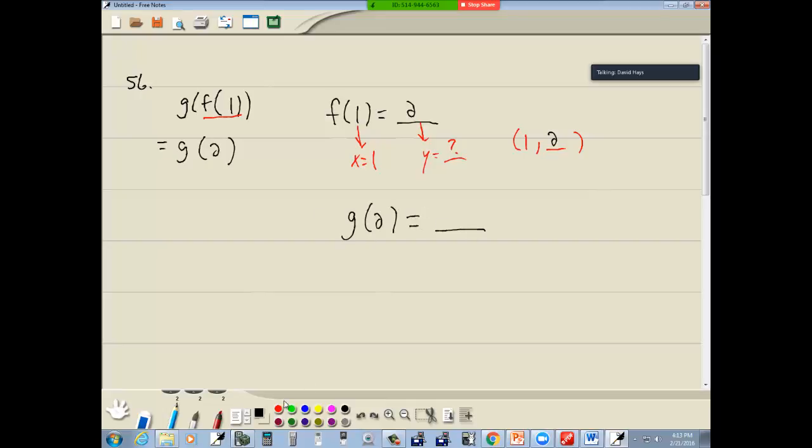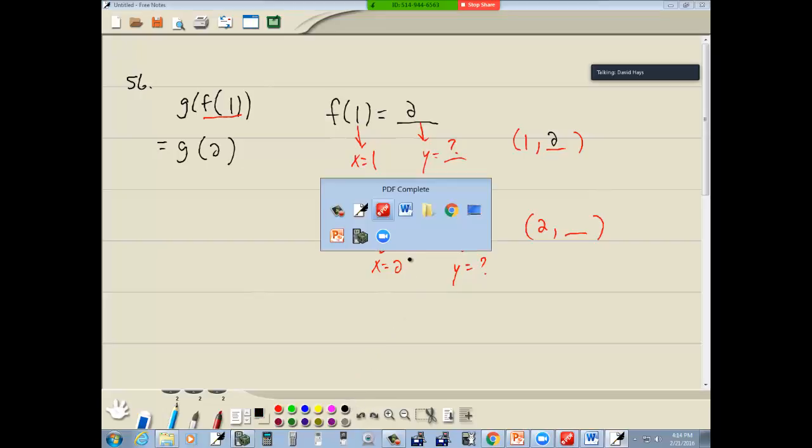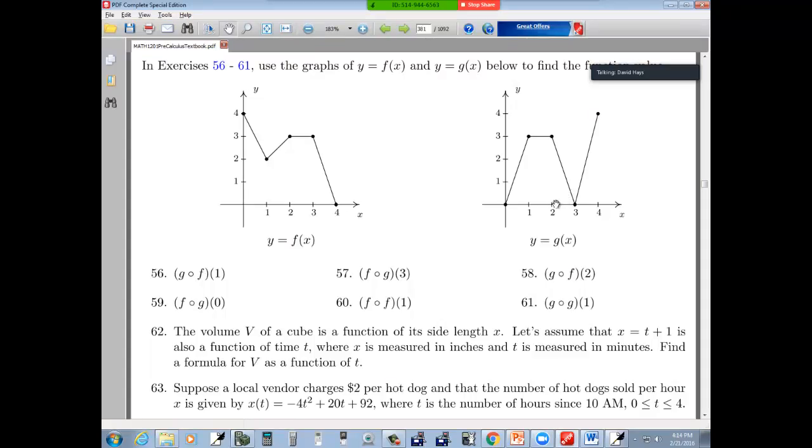And G of 2, remember whatever's inside your parentheses is your x, so they're telling us x is equal to 2. And whatever's on the other side is our y. So we're looking for a point on a graph that's 2 comma something. And specifically, we're looking at the G graph now. So over here, this point right here would be 2, 2, 3. 2, 3.